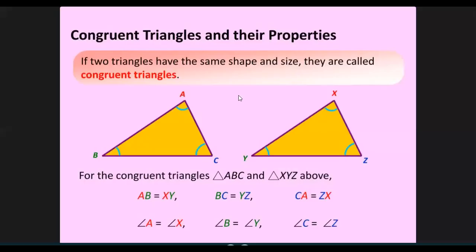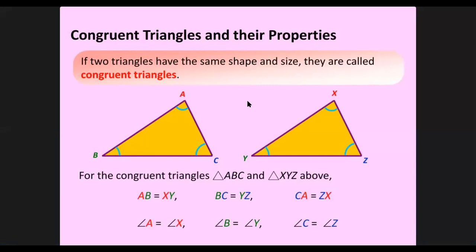Triangles are congruent. So we have properties. If two triangles have the same shape and the same size, they are called congruent figures, right? Then the two triangles in front of us now are the congruent triangles ABC and XYZ. I'm trying to make a general review about congruent figures and congruent triangles. For the triangle ABC and the triangle XYZ, which two sides will be congruent and which two angles will be congruent?